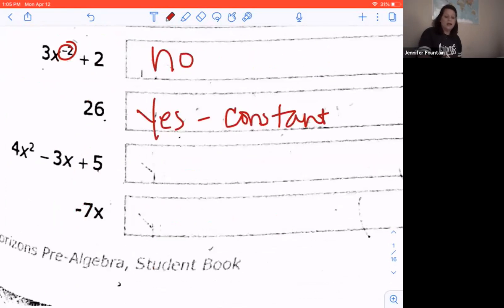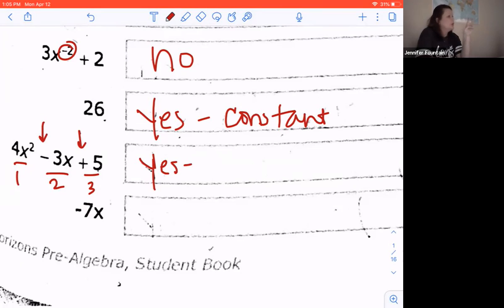Now look at the next one. I have one term, two terms, three terms. We can see I've got them separated with minus and plus. I have an exponent and it's positive, so we're good there. I do not have a variable in my denominator, so I'm good there. So yes, this is a polynomial. And what kind is it? If it's a three-term polynomial, remember my prefix: tri. So the prefix for three is tri, a trinomial.